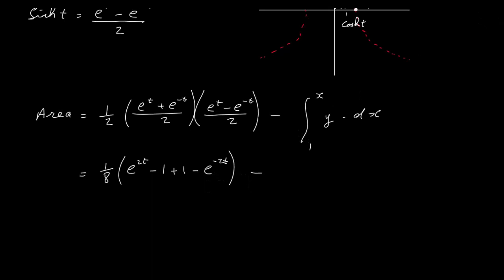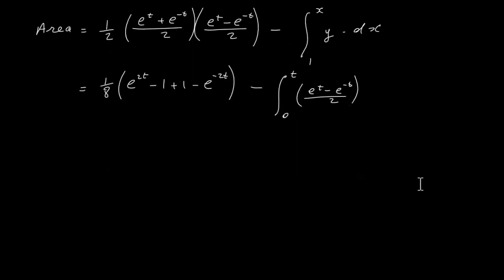Let's have a look at our integral now here. You can see here that these expressions here are in terms of t, whereas this expression here is in terms of x. So I'm going to change these to t. Our integral needs to go from 0 to some value t. Our y here is just going to be our sinh of t, so that's e to the power of t minus e to the power of minus t over 2. We want to get rid of this dx here, or change that in terms of dt. So let's see if we can do that. I'll just do that separately down here.